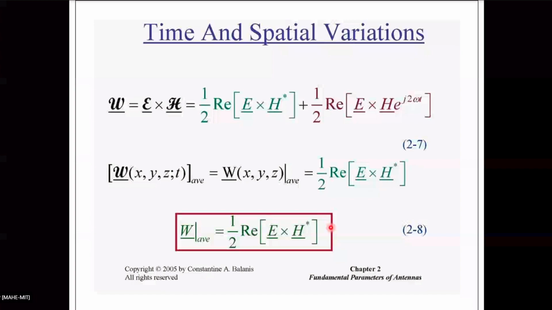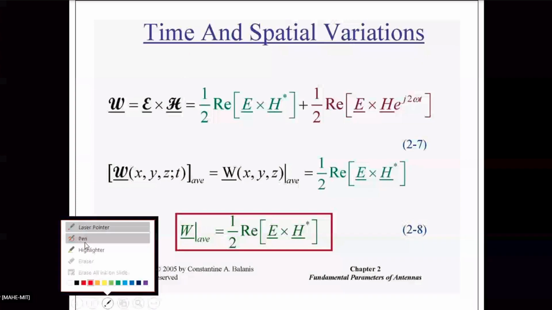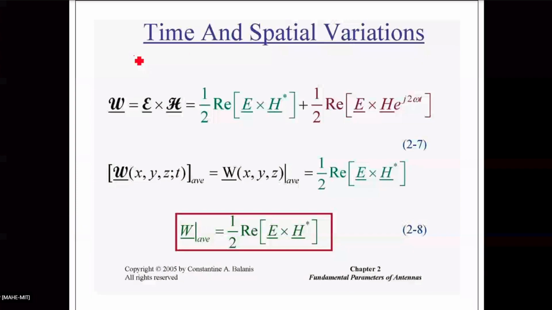Now, what is the advantage of finding power density? We can find out the total power radiated by an antenna from the power density. How? For example, I'll call the total power radiated by the antenna P radiated.